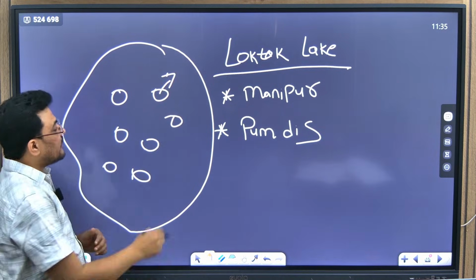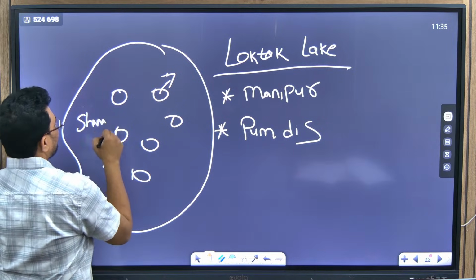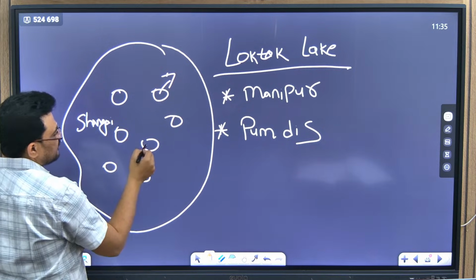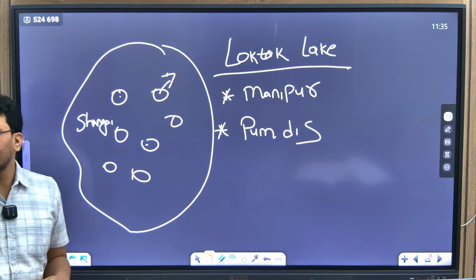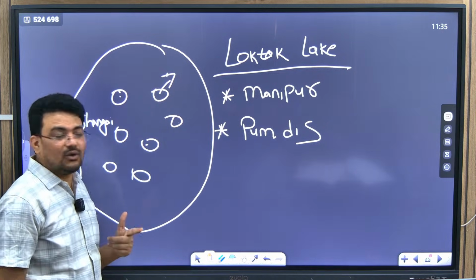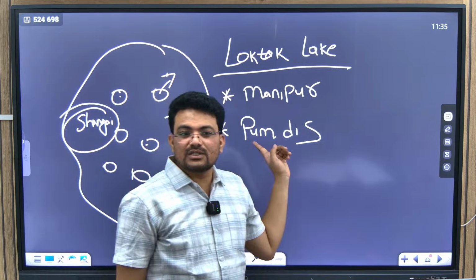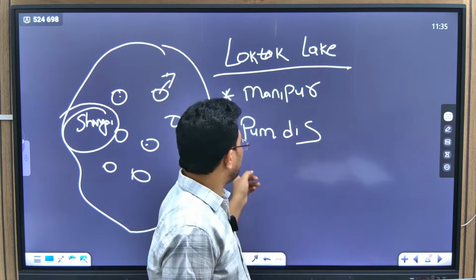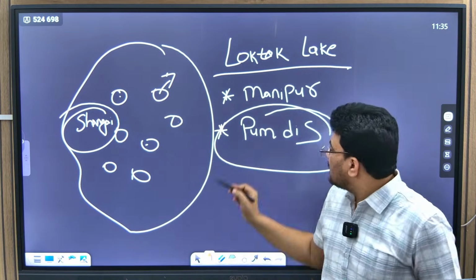Now here there is a deer called Shanghai deer. It jumps from one to here and all. That is why we call it the dancing deer. This is very important. So Shanghai deer is in Loktak Lake in the Manipur region. Locally, these smaller ones are called Thumdis.